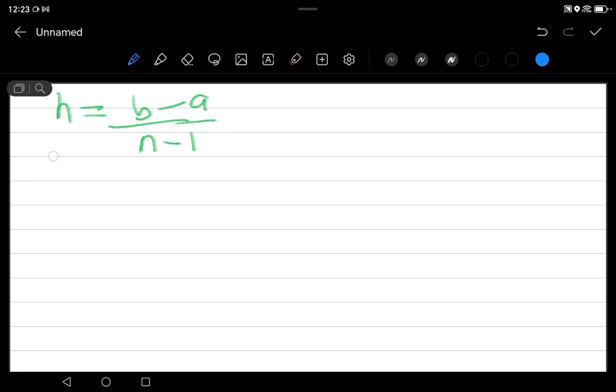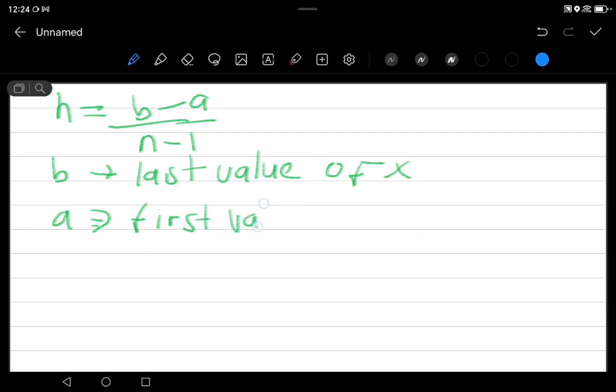So b is the last value of x, and a is the first value of x. Remember our x values were 1, 2, 3, 4, 5. So b is going to be 5, and a is going to be 1. And then for n we just count how many x values we have: 1, 2, 3, 4, 5. So our n is going to be 5. Do you have any question here?